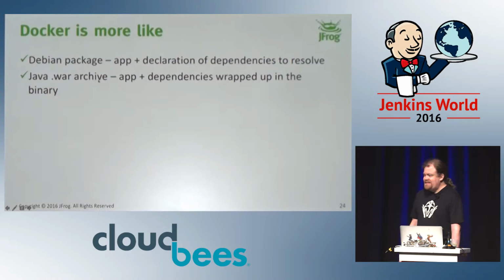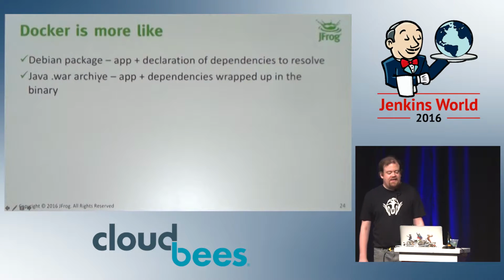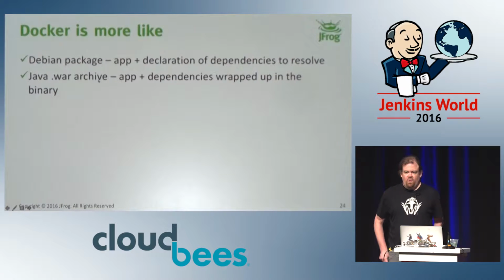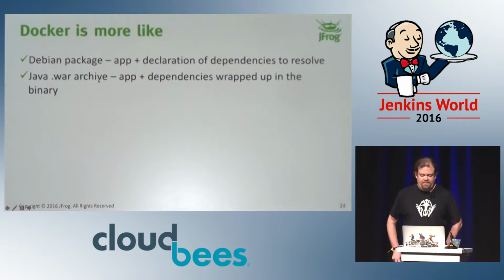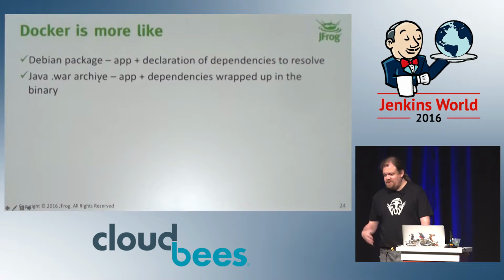So then I thought about asking a different question. Is a Docker container more like a Debian package or more like a WAR file? Or other types of binaries. Actually, originally I had like a list of like 6 different types of binary packages and what was the closest to Docker like.